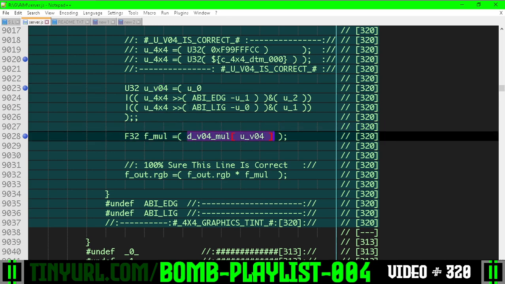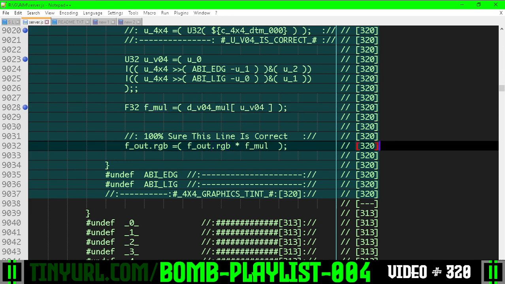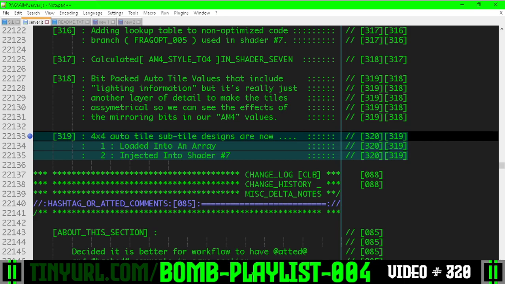Use this lookup table to get a multiplier, and then multiply by the RGB, not by the alpha, to get the details we're looking for in the internals of the tile.